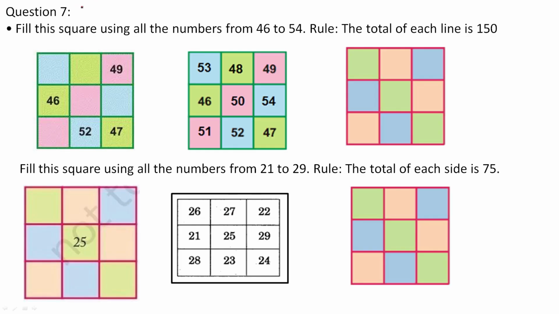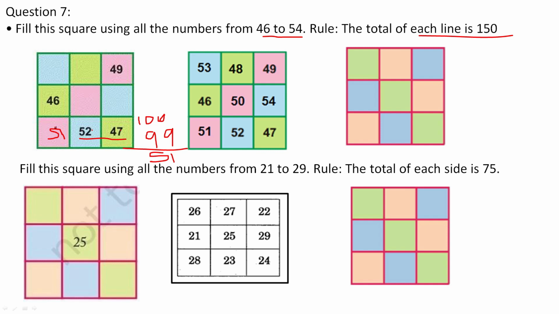Question number 7. Fill this square using all the numbers from 46 to 54. The total of each line is 150. So add these two numbers and subtract from 150. So 7 and 2 make 9, 5 and 4 make 9. So subtract from 100. When you subtract from 100, you will get 51. So here you can put the number 51.